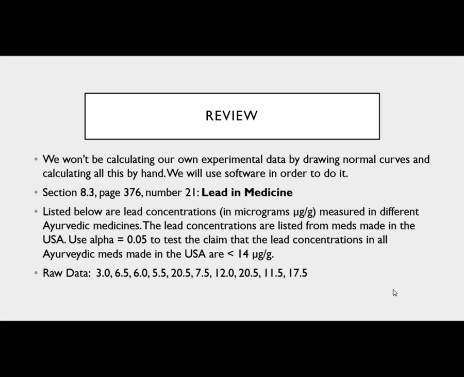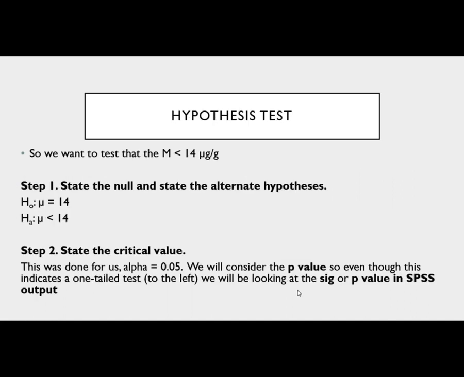Listed below are lead concentrations measured in different Ayurvedic medicines. The lead concentrations are listed for meds made in the USA. Use alpha equal to 0.05 to test the claim that the lead concentrations in all Ayurvedic medicines made in the USA are less than 14. So we're going to use our raw data, which is given to us, and we're going to say our null hypothesis is that mu is 14 and that the alternate is less than 14.